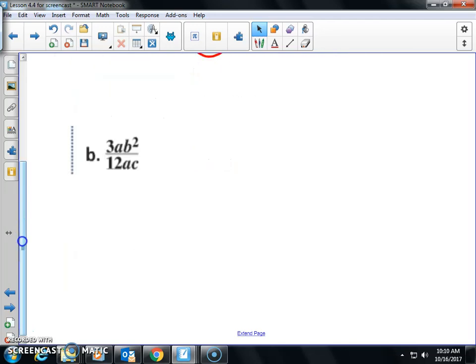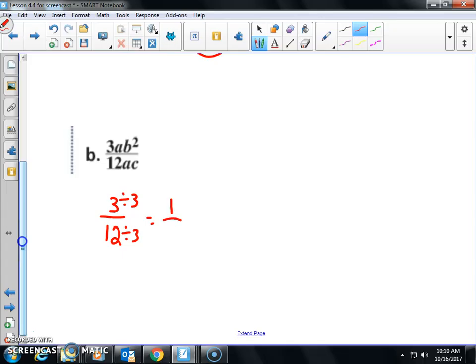Now, what do you do when it's all mixed up and we've got numbers and letters? What I always tell people to do is break it into pieces. Look at the numbers first. The numbers are 3 and 12. I know 3/12 can be simplified into 1/4. So I'm going to cross out the 3 in the original problem, change that to a 1. I'm going to cross out the 12, change it into a 4.